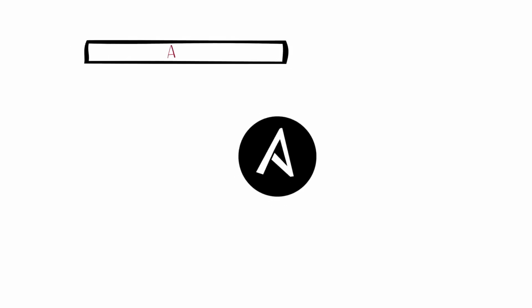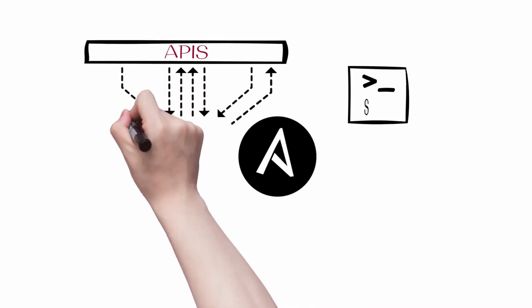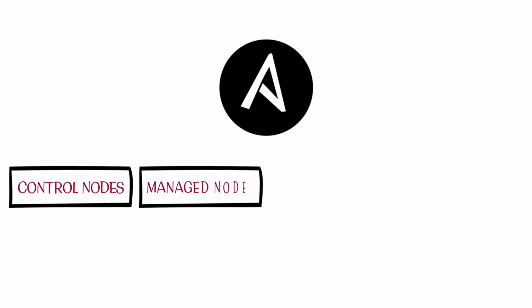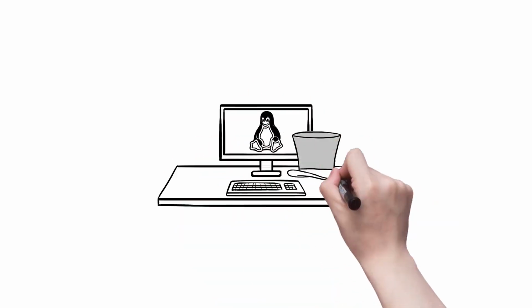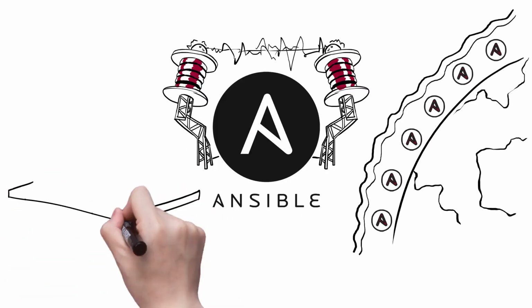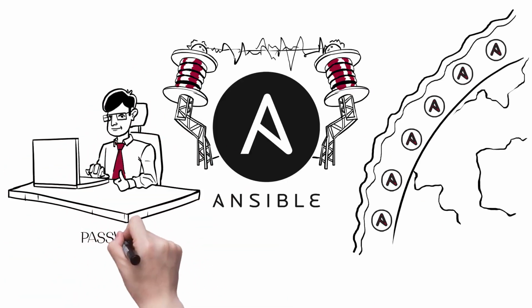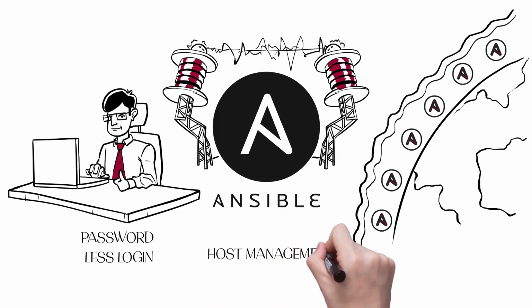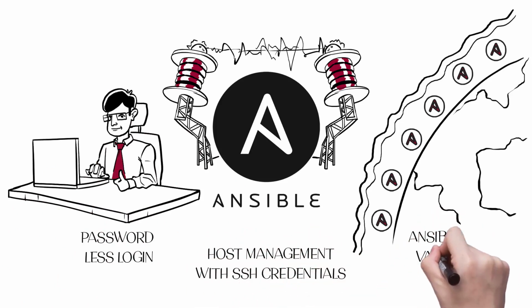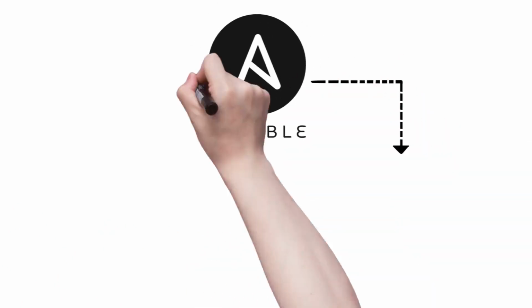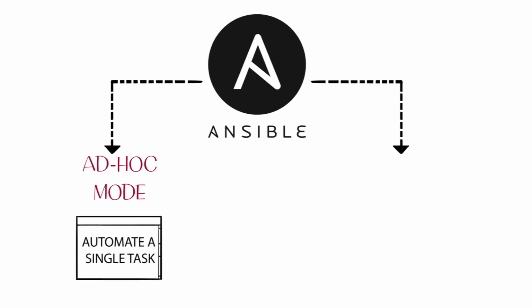In a nutshell, Ansible is entirely agentless and works directly by connecting nodes through the SSH protocol. The automation engine includes 4 key components: control node, managed nodes, inventory, and playbooks. Ansible is installed only on the control node, a Linux machine. It offers advanced automation features including passwordless login, host management with SSH credentials, and Ansible Vault. Ansible offers 2 automation trails, the ad hoc mode and playbooks.